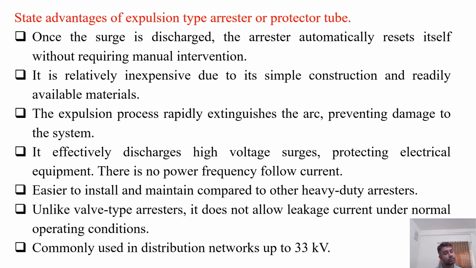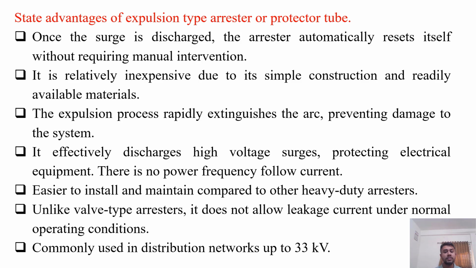State the advantages of expulsion type arrestor or protector tube. So there are several advantages. Some are listed over here. Once the surge is discharged, the arrestor automatically resets itself without requiring manual intervention. It is relatively inexpensive due to its simple construction and readily available materials, so it is cost effective. The expulsion process rapidly extinguishes the arc, preventing damage to the system, equipment or operating personnel.